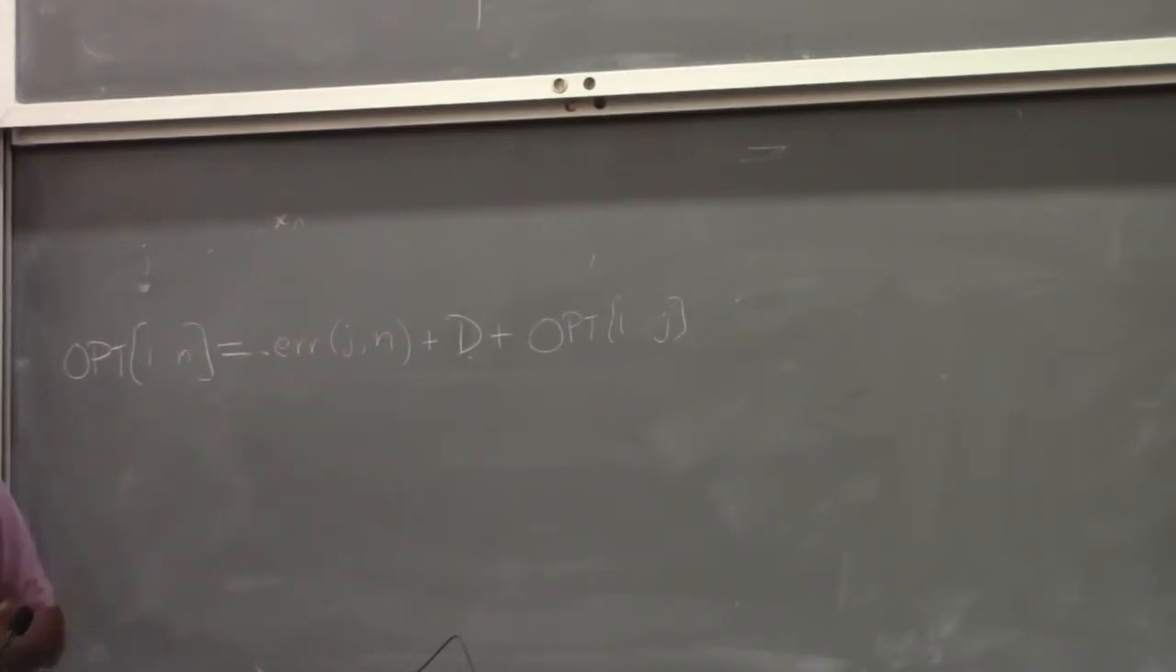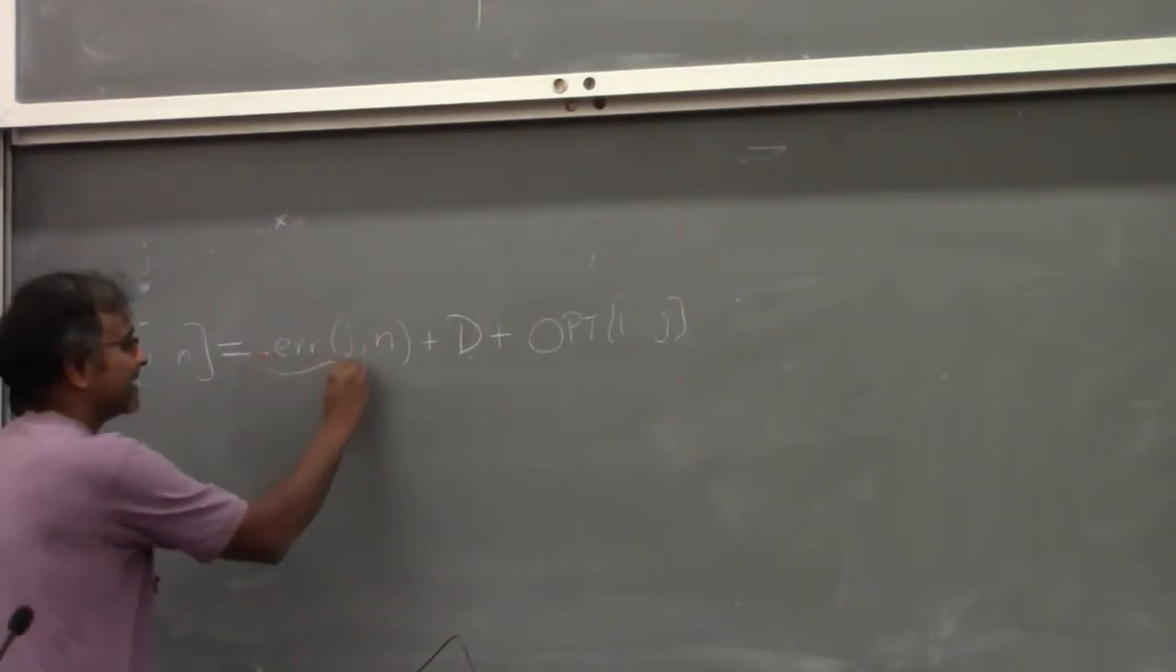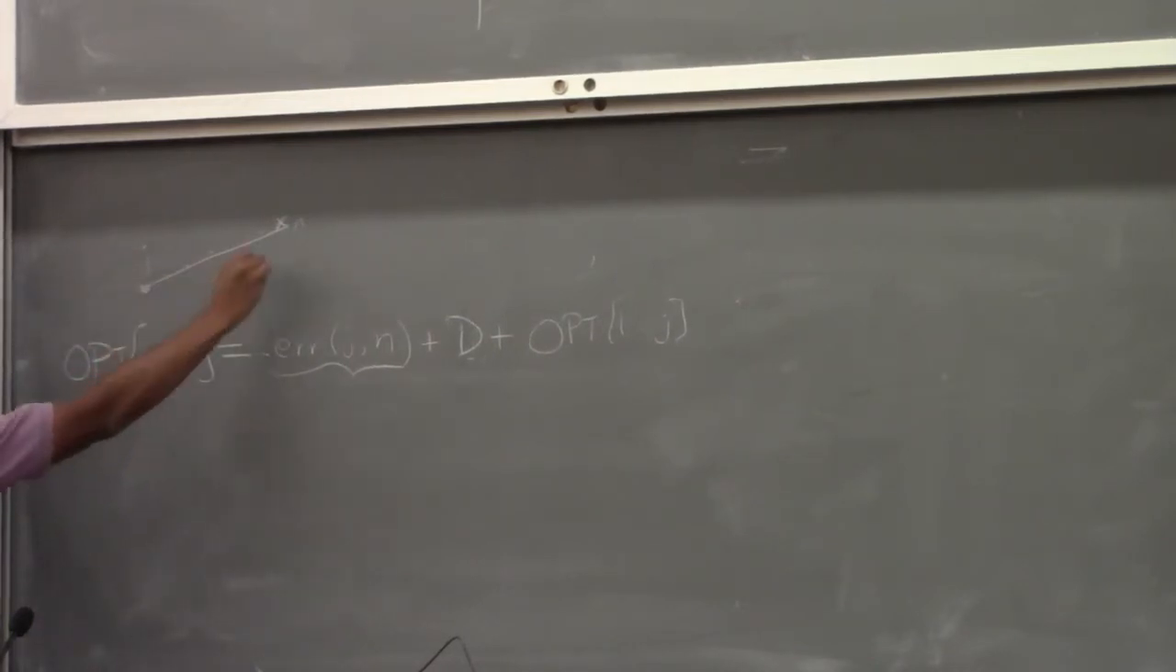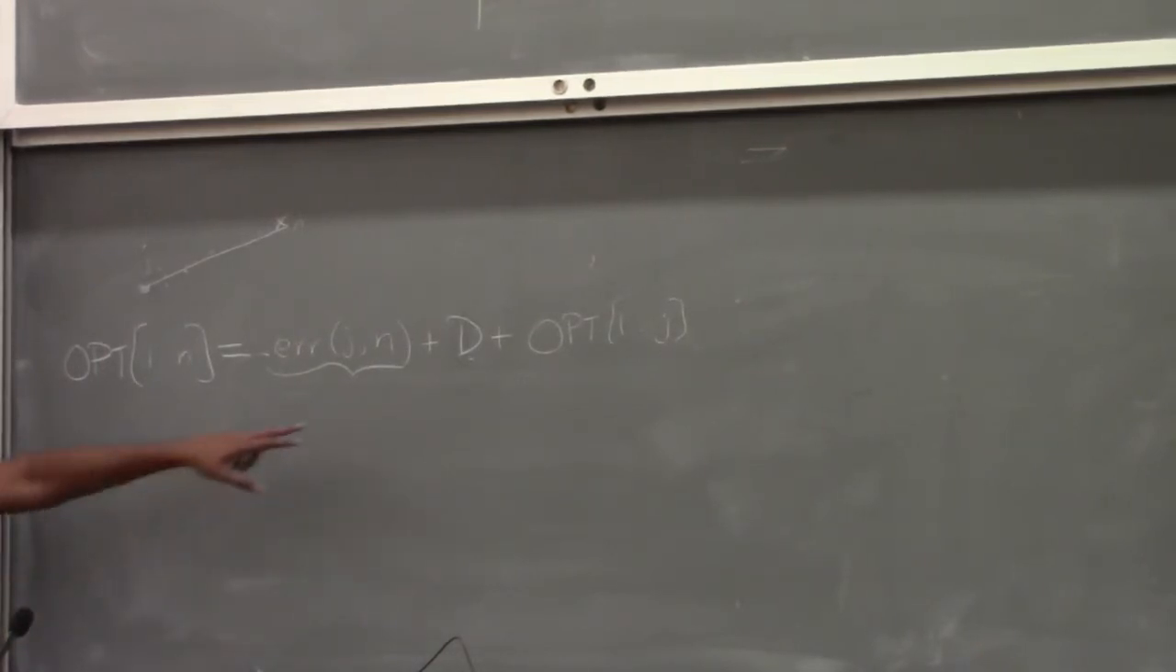So once I have this, what is this? This is the error I pay for a single segment that connects J and N. But as I mentioned earlier, I didn't say exactly what it is, but it's a simple expression to figure out. If I have a line that starts at J and ends at N, there's no calculus in fact, I just calculate it. I know what the line looks like, I just look at all the costs and I can write it down. It's a simple expression. Right? And then I have to compute this.